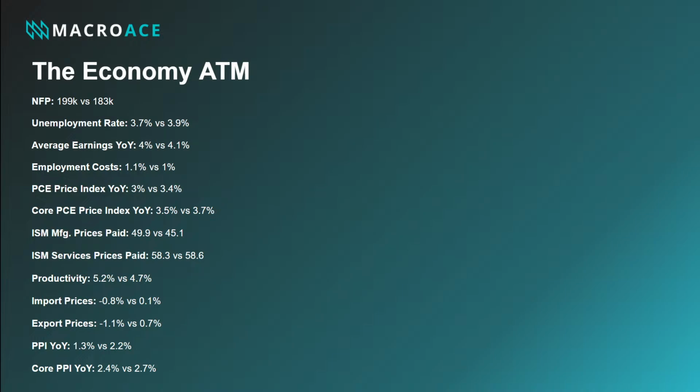Unemployment rate was at 3.7% compared to 3.9%. Average earnings at 4% compared to 4.1%. Employment cost ticked up to 1.1% compared to 1%. The PCE price index and the core data ticked lower as well. ISM manufacturing prices paid ticked higher to 49.9.